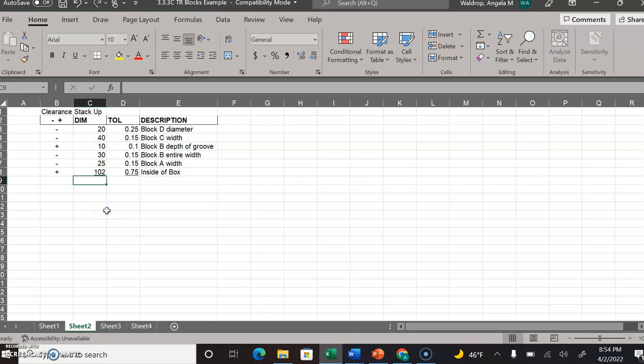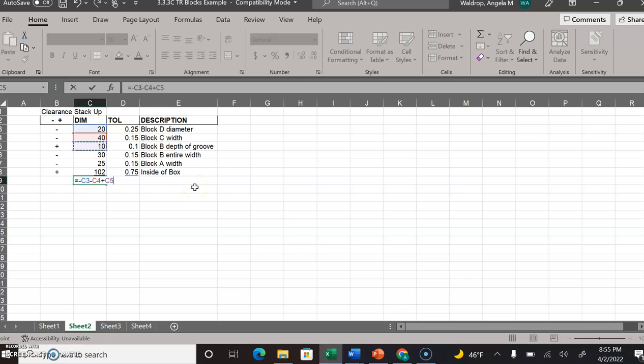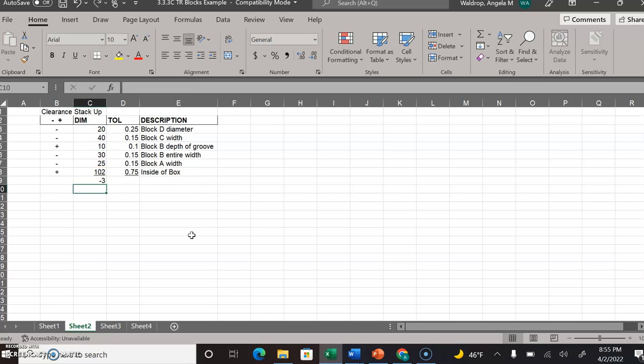So as always, when I do an Excel calculation, I'm going to hit equals to start. Since there's a minus here, I'm going to do minus, click on the cell that has the 20, minus, because there's a minus here, the 40, plus the cell that has the 10, minus the cell that has the 30, minus the cell that has the 25, and plus the cell that has the 102. Now when I go ahead and hit enter, there's my result.